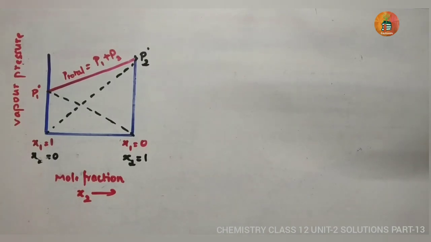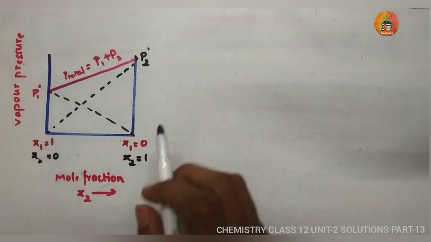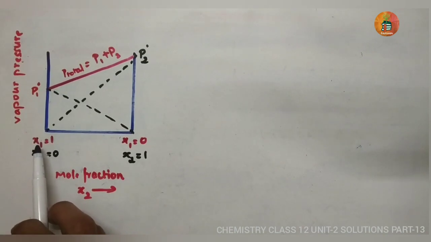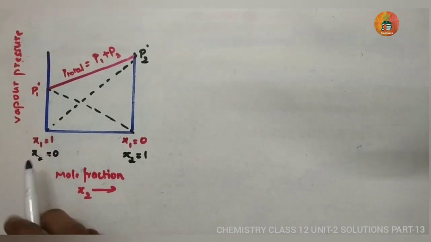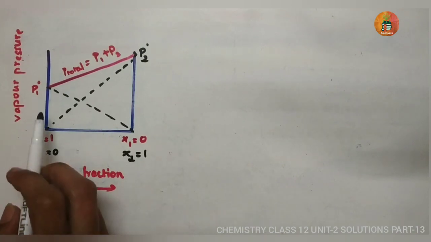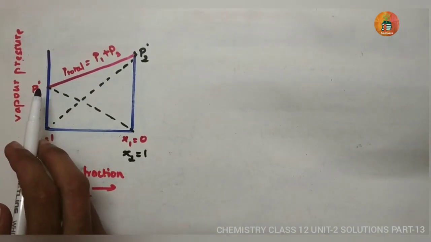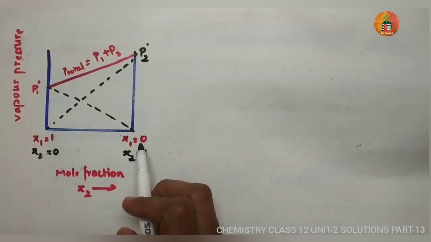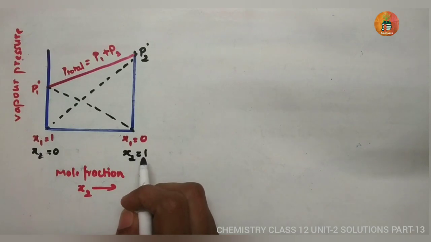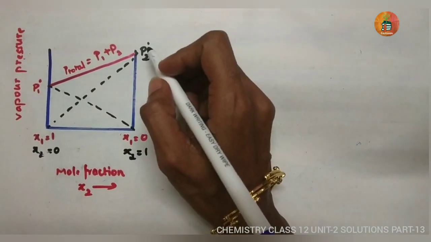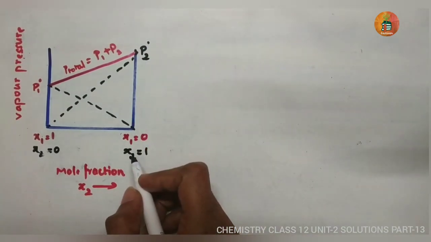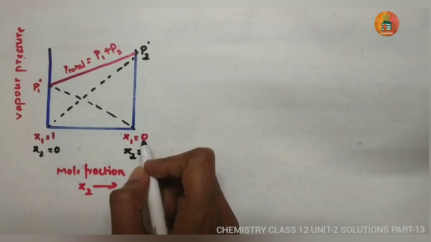So let us see the graph of vapor pressure versus mole fraction of the component. If you see the graph, you can understand that at this point there is only component 1 and no component 2. That means this partial pressure is completely related to pure component 1. Similarly here the mole fraction x1 is 0 and x2 is equal to 1. So this is nothing but the partial pressure of pure component 2, since x1 is 0.